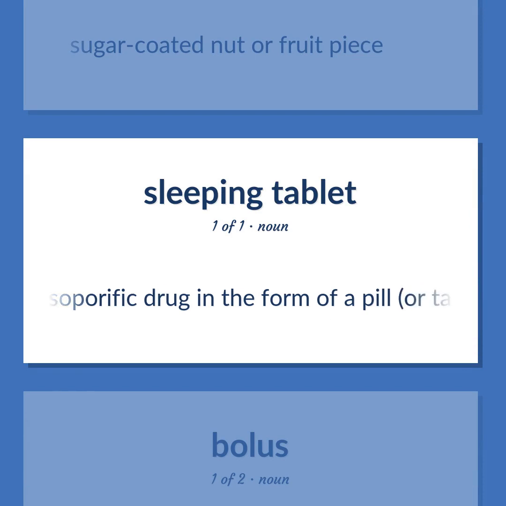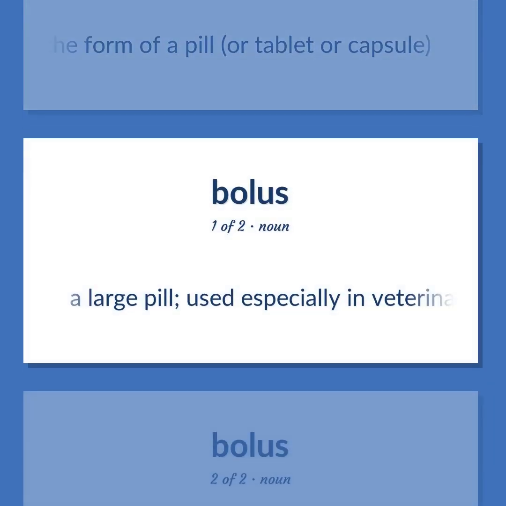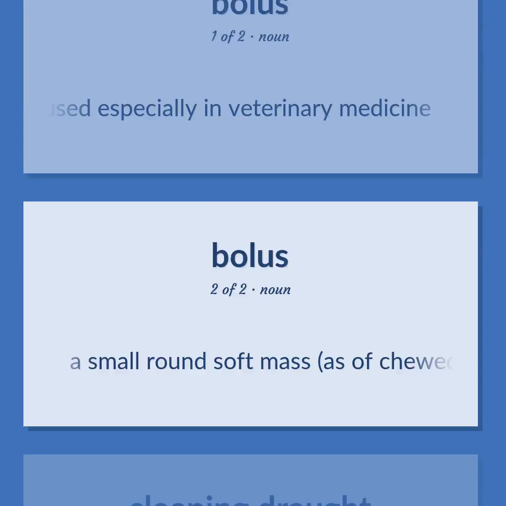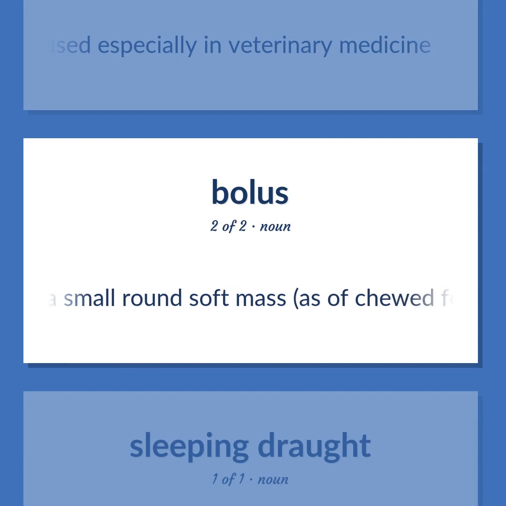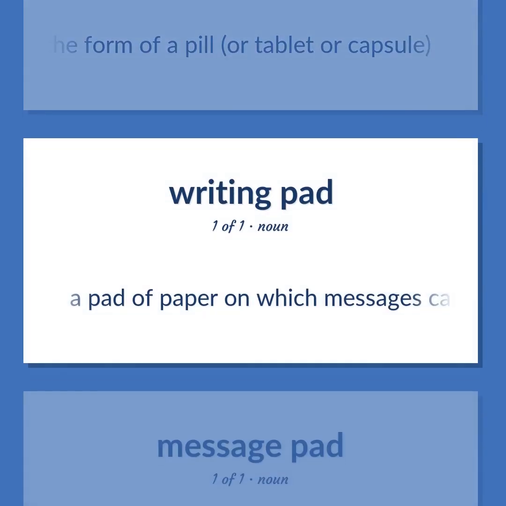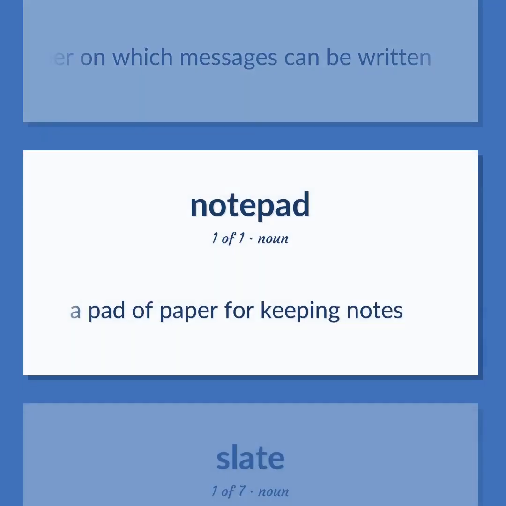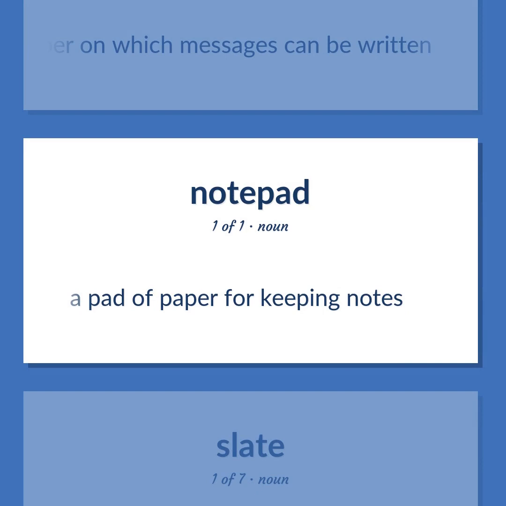A soporific drug in the form of a pill, or tablet or capsule. A large pill, used especially in veterinary medicine. A small round soft mass, as of chewed food. A pad of paper on which messages can be written. A pad of paper for keeping notes.